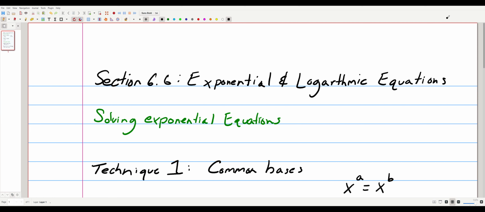But you should definitely go through all the recommended problems, and make sure that you can solve all these different types of questions. But they basically boil down into four techniques for solving these types of equations. And so the first set we're going to look at is solving exponential equations. And the technique is finding common bases.